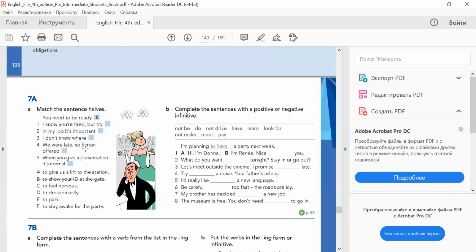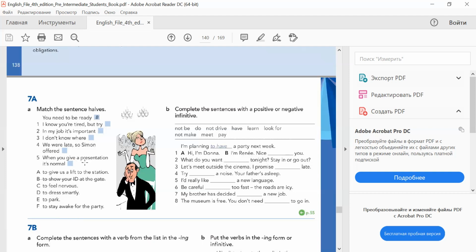We were late, so Simon offered to give us a lift to the station. Мы опаздывали, и Саймон предложил нам подвезти к вокзалу, на вокзал. Give a lift, подвозить на машине.